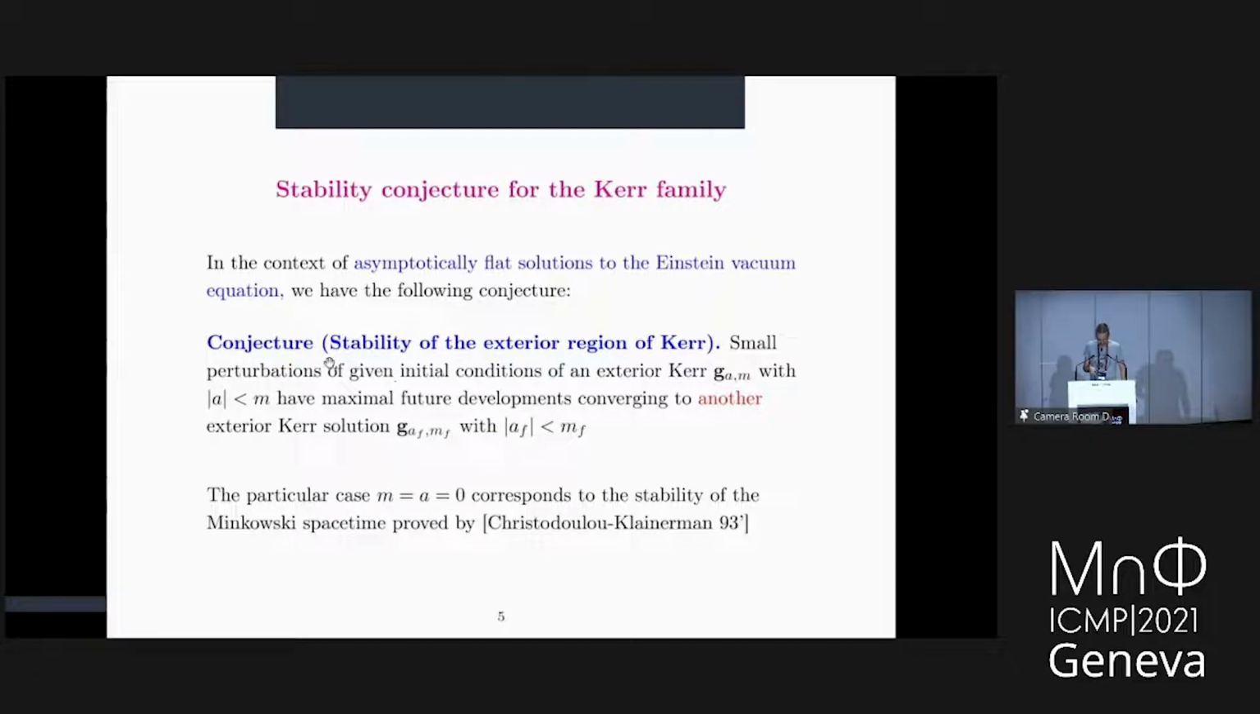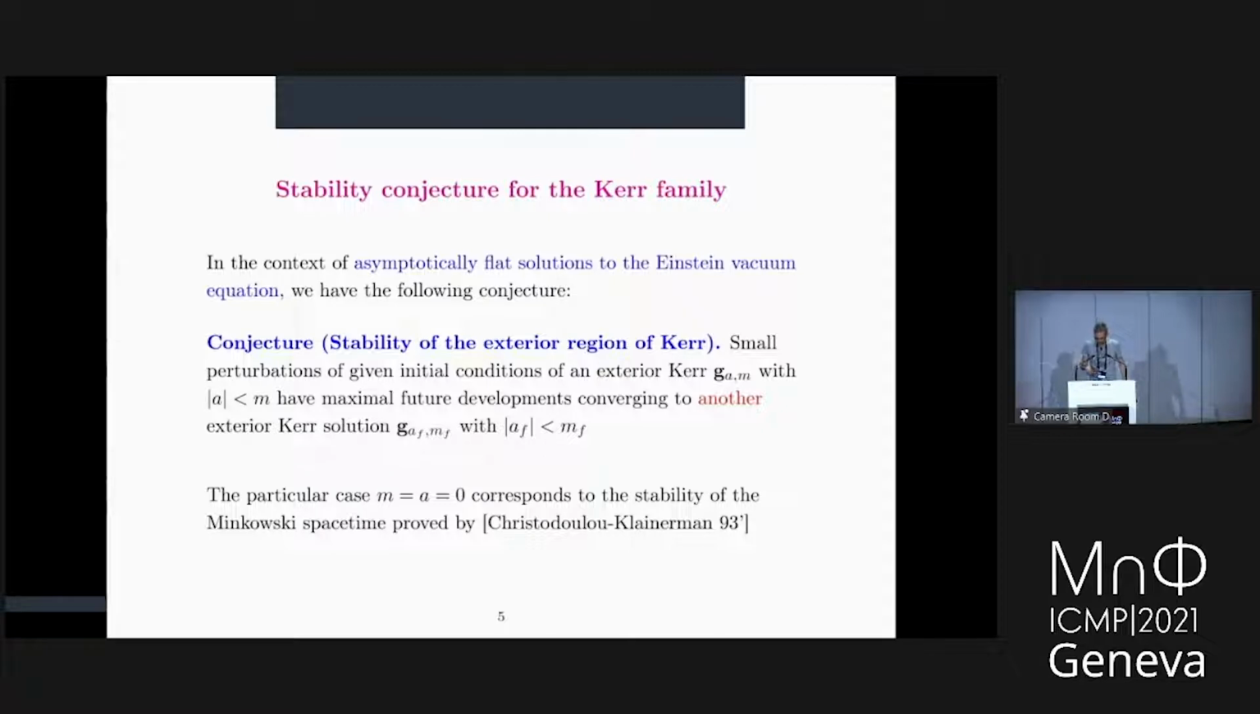So first, you can see that it's not quite the stability of Kerr. It's only stability of a certain region, which is called the exterior region. Why is that so? That's because, in fact, only the exterior of the black hole is expected to be stable. The interior, on the contrary, is, in fact, conjectured to be unstable. And I should say that this is also a fascinating story, which has attracted a lot of activity in the field. But due to lack of time, I'll focus on the exterior region.